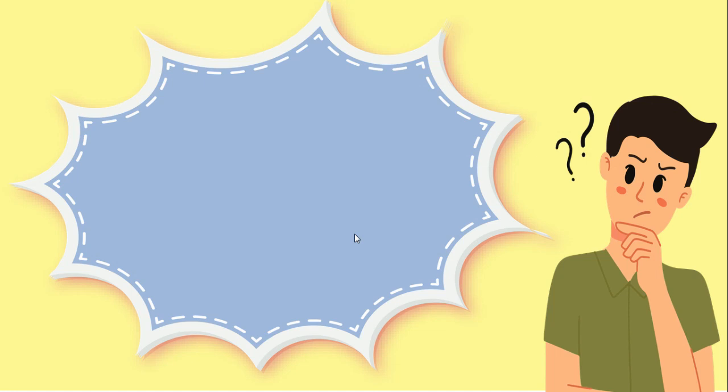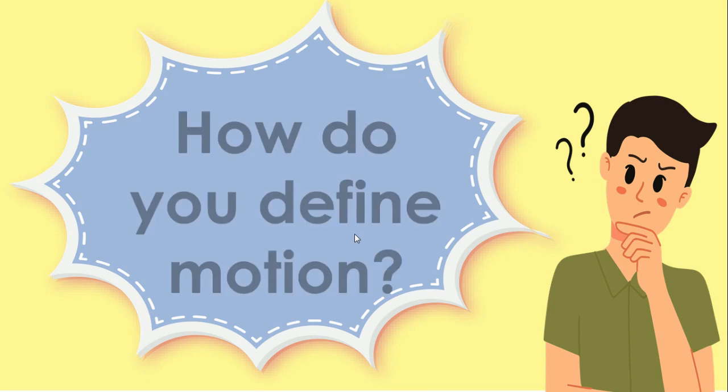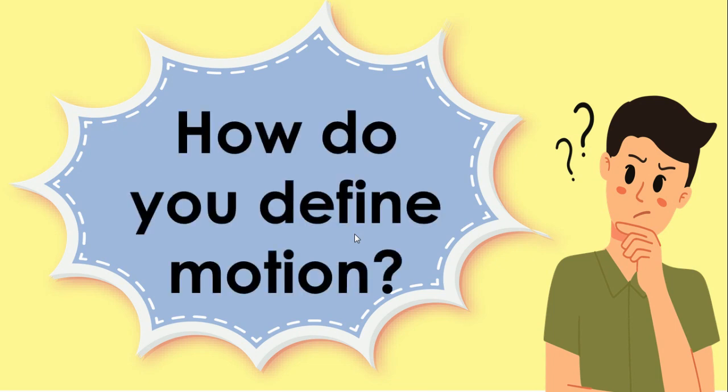Now, to continue our discussion, let's have a recall of what we have discussed. Our first one, what is kinematics? Again, when we say kinematics, this is a study of motion without regard to the forces that cause that motion. Please take note of that. And now, how do we define motion? When we say motion, this is the change of an object's position with respect to time.